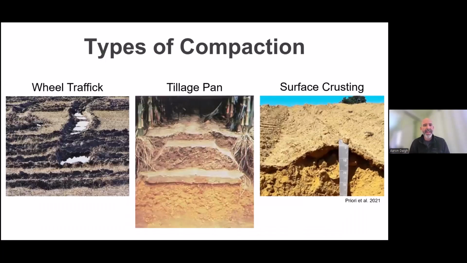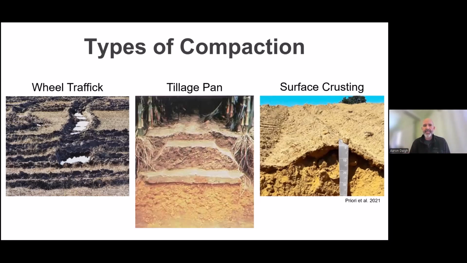A few types of compaction, just to start off with. Wheel traffic compaction. That's what we're going to focus on today because it's probably some of the most severe compaction that occurs, and it tends to be quite persistent. There are also tillage pans, which occur right below the tillage depth, because when implements push forward and break through the soil, they also have to exert a down pressure. So you can get a tendency of compacting soil just below the depth of tillage. And then we have surface crusting.